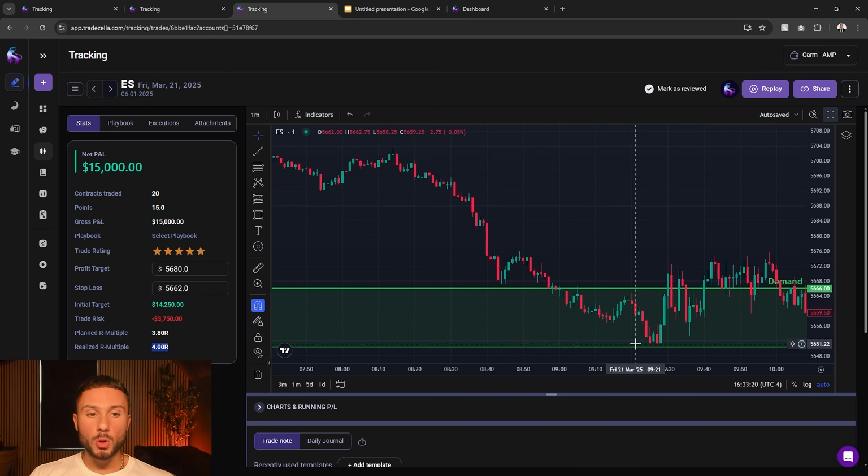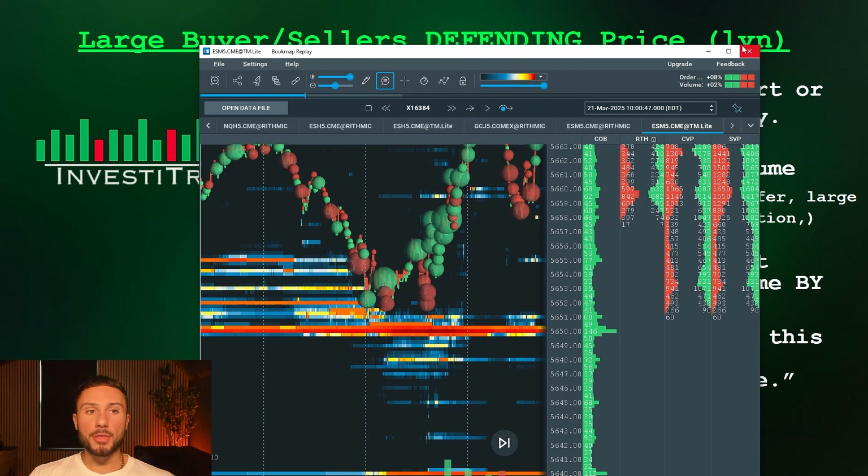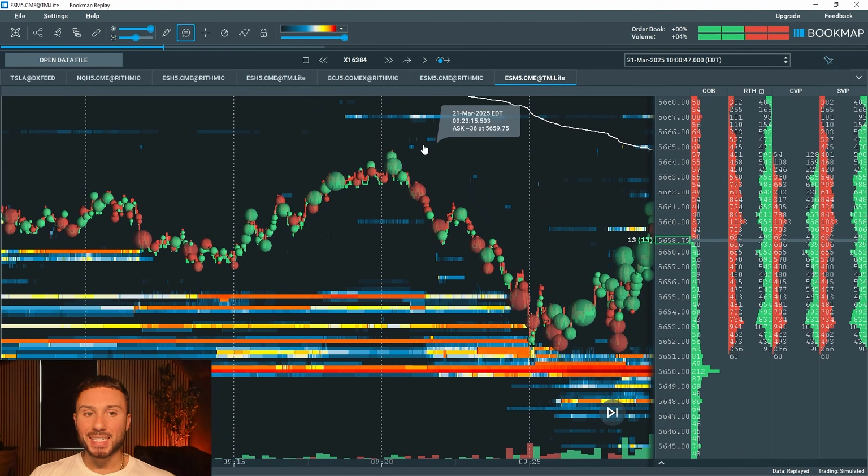The market had sold off into this level of demand, validating point number one: the market's going to bounce and we're going to see some passive buyers active, which I'm going to show you, which validates point number two. I'm also going to show you point number three, which is the range of low volume, which I then look to take a pullback down. So the level of demand was at 56.67.